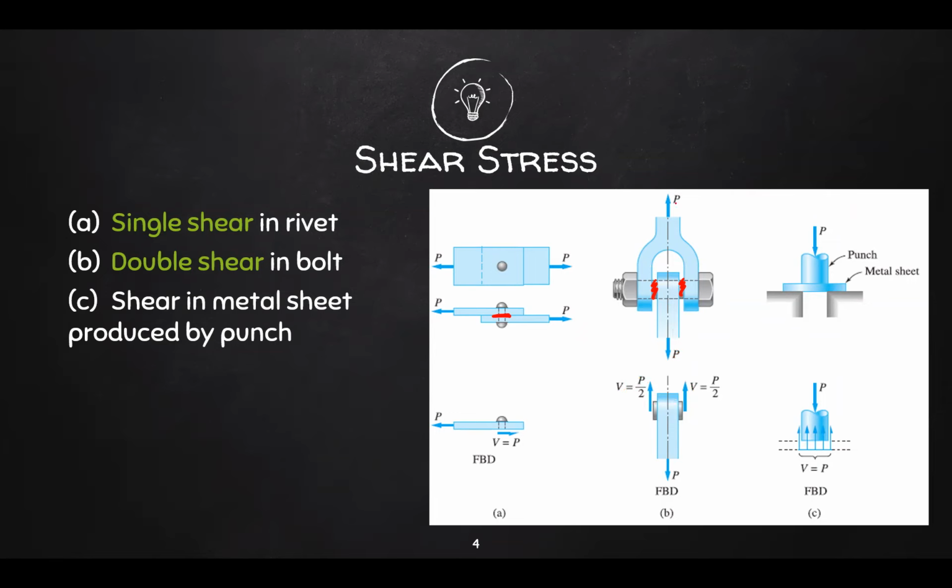And then this force is divided into two areas because two areas are the ones experiencing that force. That's why this is P over 2 and P over 2. And then this is your P. These are just your free body diagrams.